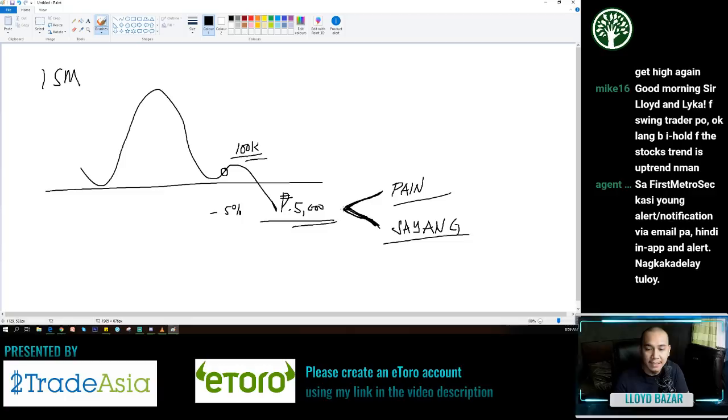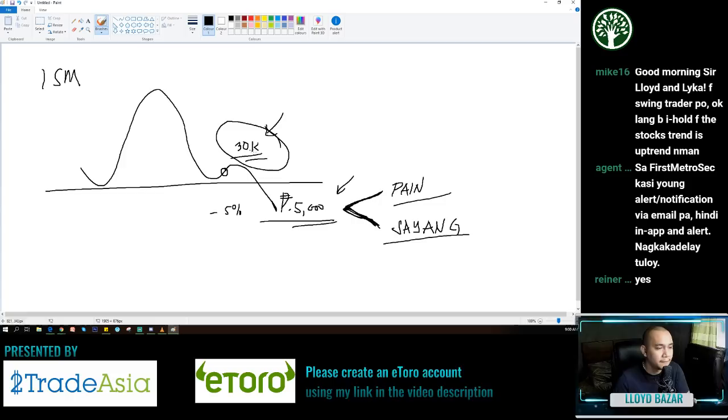The problem with the newbie is nag-all-in kasi. This is the problem here. Hindi ang amount ang problema. The problem here is that nag-all-in kasi dito. This is the reason why I always ask you guys to do test buys. Test buys lang. For example, may 100K ka na budget for ISM, test buy mo na lang, then 30K. What if 30K? Right? 30K lang ang pinasok mo. Sabi ko sa inyo, test buy eh, di ba?